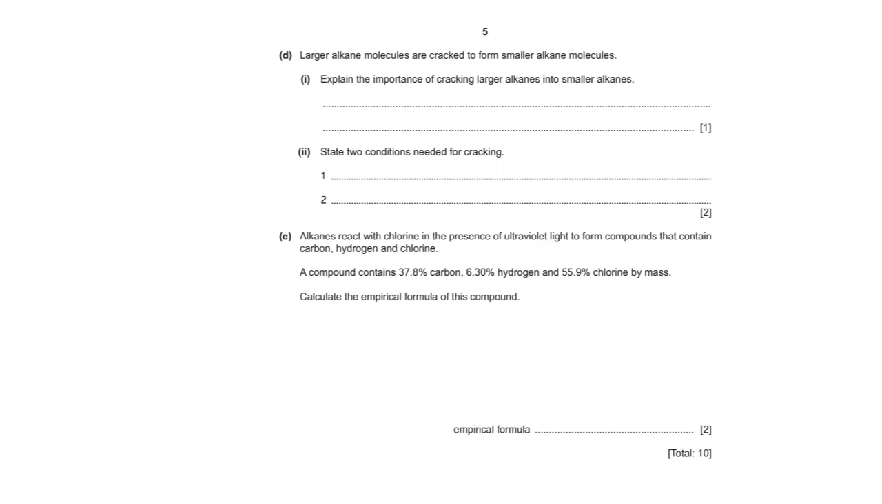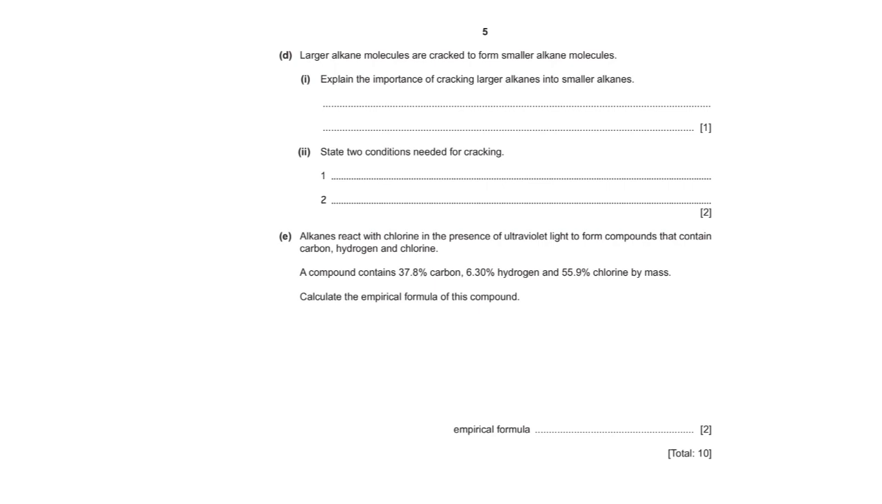Larger chain alkanes are cracked to form smaller alkane molecules. Explain the importance of cracking large alkanes into smaller alkanes. Large alkanes are present in greater amounts in crude oil, and they are actually required in smaller amounts. Most of the things that we use in our daily life, like gasoline or kerosene oil or gas like methane, they all are small chain hydrocarbons. They all are smaller chain alkanes. So basically, we crack larger alkanes which are less desirable to form smaller alkanes which are more desirable.